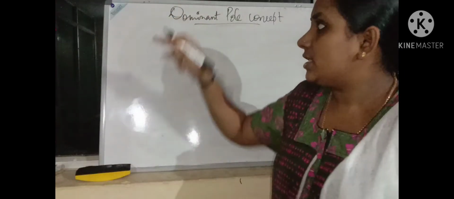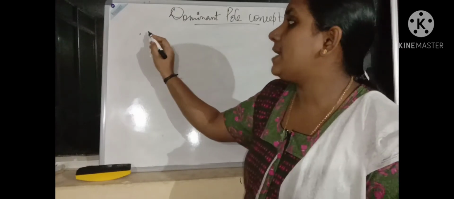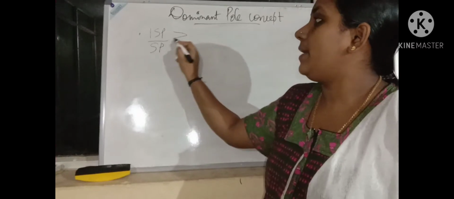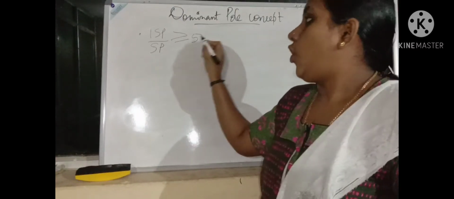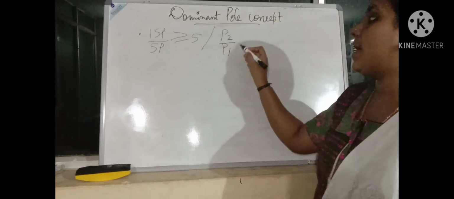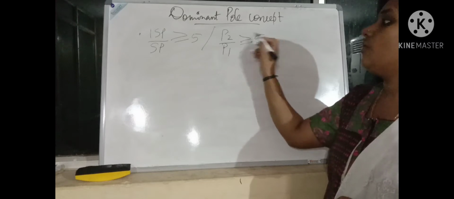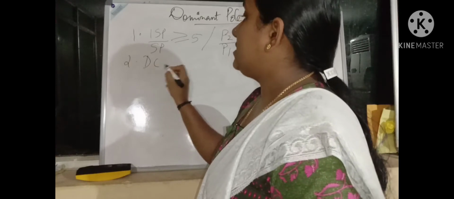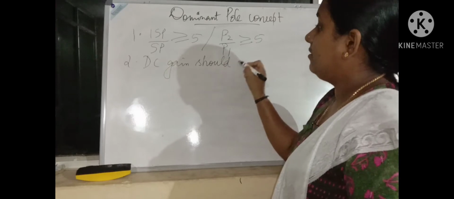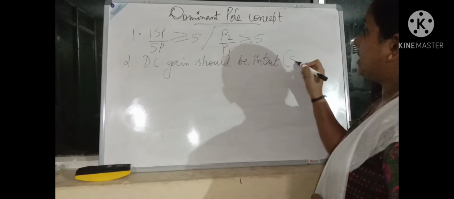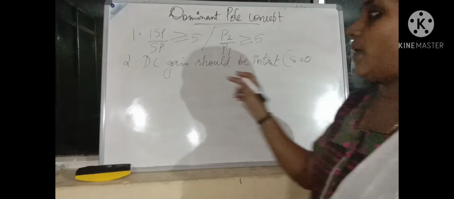We can conclude this dominant pole concept as: the insignificant pole divided by the significant pole should be greater than or equal to 5, that is, the second pole P2 divided by the first pole P1 greater than or equal to 5. It is the first point. The second point is that the DC gain should be found with s kept intact. That means s equal to 0. Put s equal to 0 while calculating the DC gain.